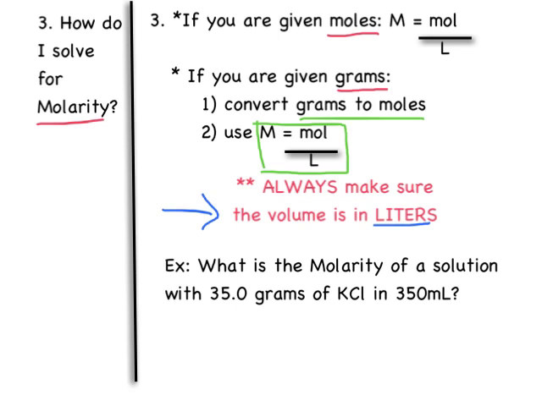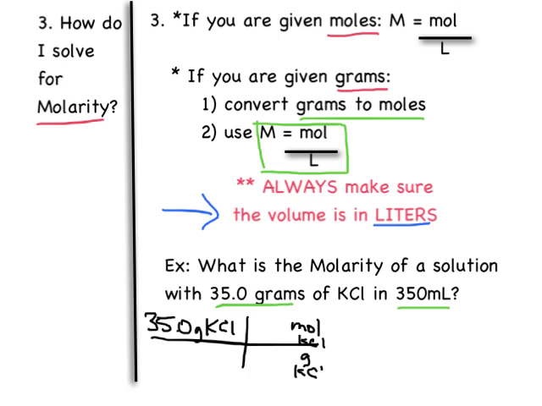So let's take a look at an example. What is the molarity of a solution with 35 grams of potassium chloride in 350 milliliters? So we've got grams of potassium chloride, and we have our volume here, 350 milliliters. So we have what we need in order to find molarity. We just have to figure out the steps. Here we're given 35 grams. So if we're given grams, we need to convert those grams to moles first. So let's do that. 35.0 grams of KCl over 1 mole of KCl.